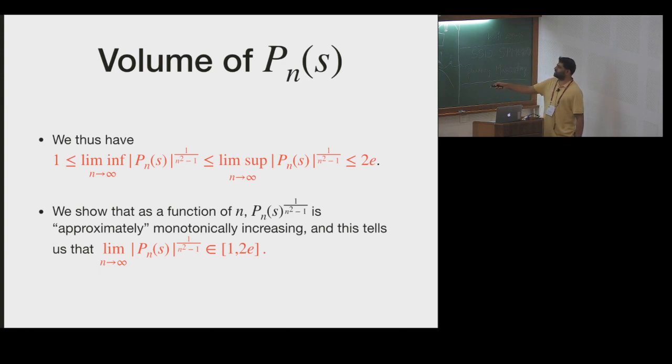One can prove this. And then if you have a monotonically increasing sequence with upper and lower bounds, you know that it has a limit. So essentially that shows that this quantity does have a limit. But we don't know what the limit is. It would be of very much interest to know the limit as a function of S. But as of now, we only know that it lies between 1 and 2e.